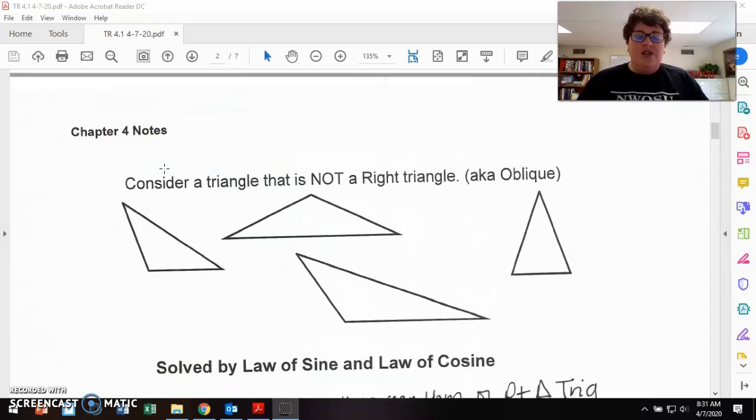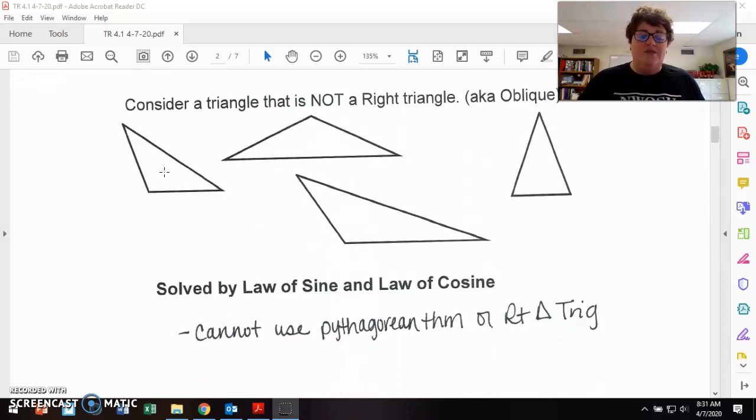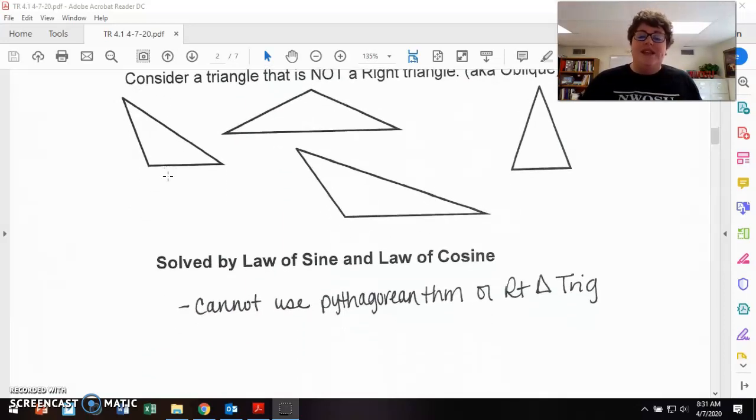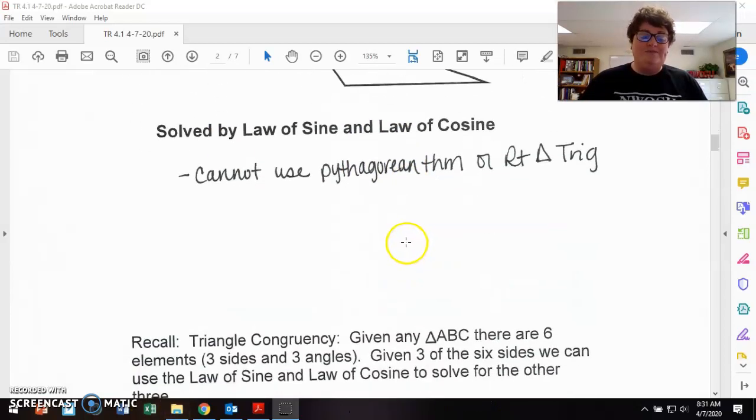Non-right triangles are called oblique triangles, so anything that is not a right triangle. With oblique triangles, you have to solve them by the law of sines and cosines. You cannot use the Pythagorean theorem or right triangle trigonometry. Now, do the law of sines and law of cosines work for right triangles? Yes, they do. Law of sines and cosines does work for right triangles, but it can't go the other way around. Pythagorean theorem and right triangle trigonometry do not work for oblique triangles.